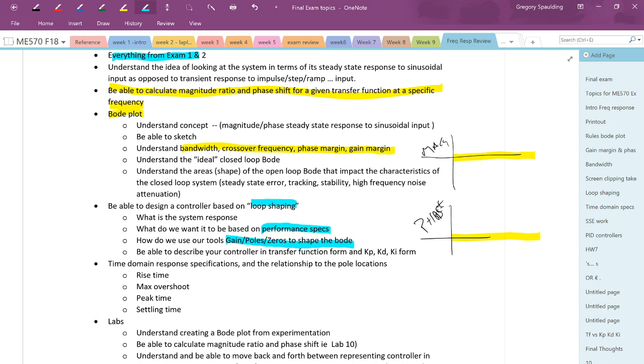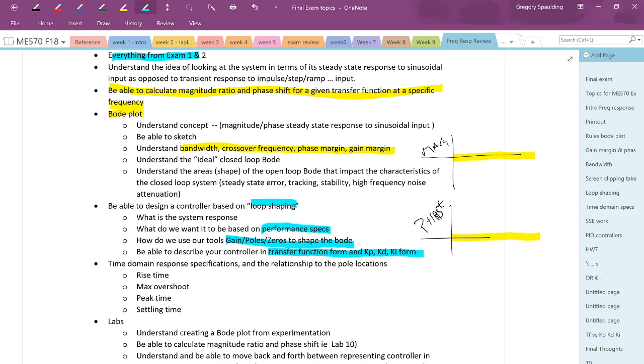Once you have your controller designed, then I want you to be able to go from a transfer function, a ZPK form, to a KP, KD, KI form, okay? Because our controllers typically ask us for the gains, the KP, KD, KI, but we work in our analysis and design in terms of zeros, poles, and gains. And so we need to be fluent at moving back and forth between those two.